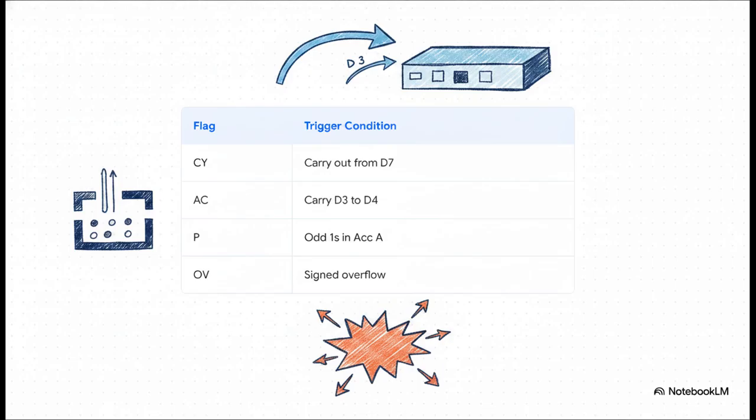This one purely tracks the accumulator register, setting itself to 1 if there happens to be an odd number of 1s inside that A register. Finally, OV, the overflow flag. This triggers when the result of a signed number operation just gets too large, overflowing right into the sign bit. Memorizing these specific trigger conditions, that is basically guaranteed points on your exam, for sure.